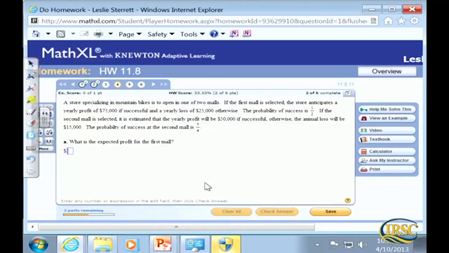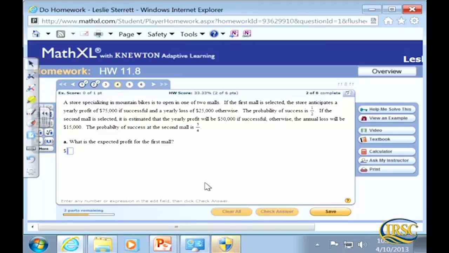Okay, a store specializing in mountain bikes is to open in one of 2 malls. If the first mall is selected, the store anticipates a yearly profit of $75,000 if successful, and a yearly loss of $25,000 otherwise. The probability of success in this particular mall is 1/2. If the second mall is selected, it is estimated that the yearly profit will be $50,000 if successful. Otherwise, the annual loss will be $15,000. The probability of success in the second mall is 3/4.